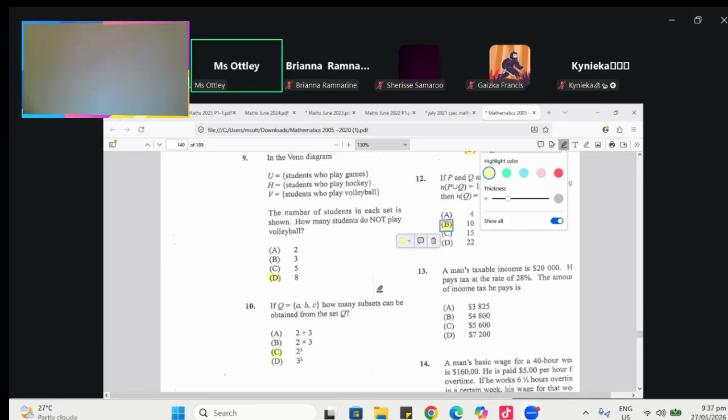All right, a man's taxable income is 20,000. He pays tax at a rate of 28%. The amount of income tax he pays is, so what are we finding? We are finding 28% of the 20,000. Anybody has an answer for me?